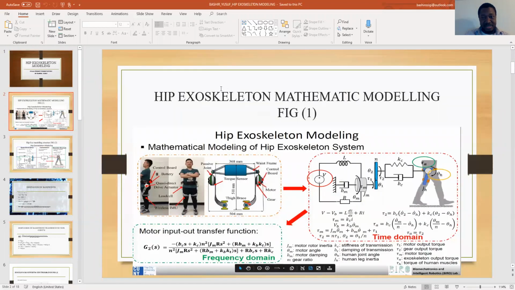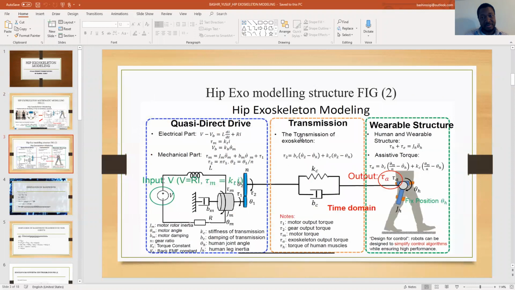So basically, this is the hip exoskeleton mathematical modeling structure, where as you can see the electrical component of the model and the mechanical component, and the gears which represent the transmission to the wearable structure. This is the overall modeling structure, which shows the quasi-direct drive, the transmission, and the wearable structure. As you can see, this is the electrical part of the model and the mechanical part showing the structure of the model and the transmission and the wearable structure.